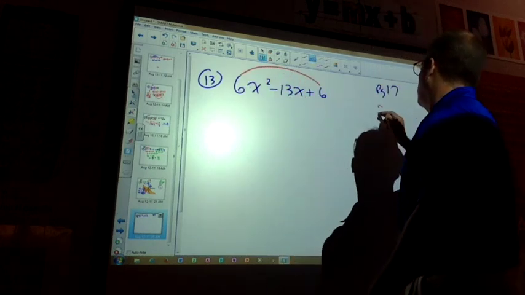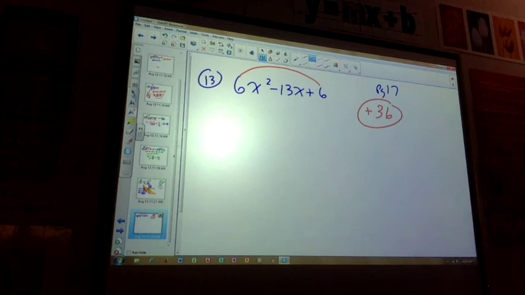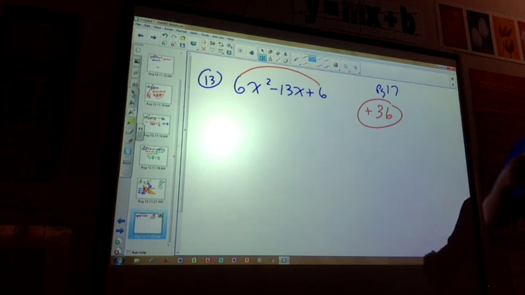Our magic number is positive 36. How did I get that? I multiplied the first term and the last term together. I didn't worry about the x's. You still with me in this adventure? Okay, now I'm going to take the factors of 36. Now, this is how I do it. If you do it your way that works and gets the same answer, please do it.